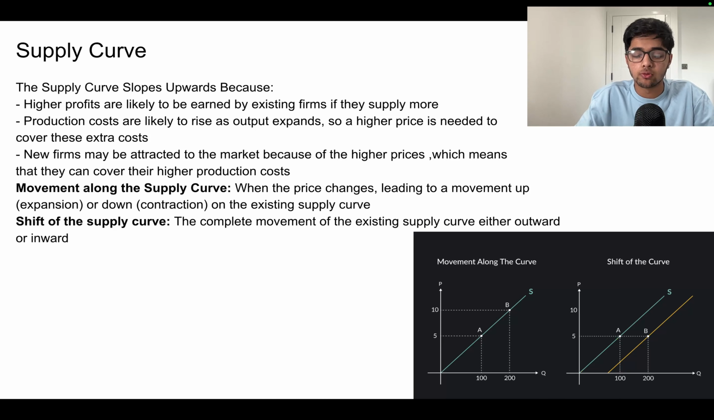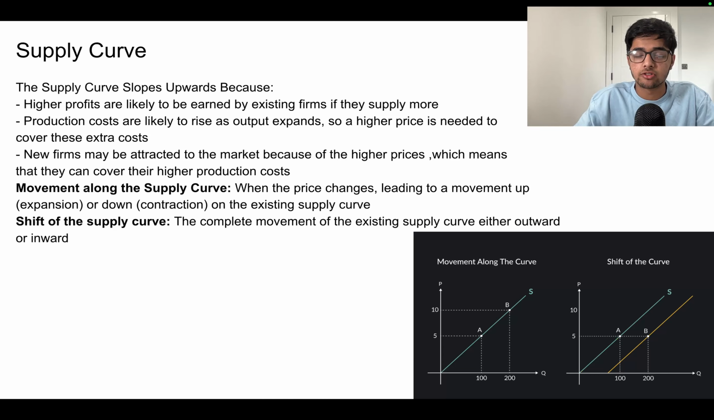This is because of a few reasons that you must know because it's a very common 2-marker. Higher profits are likely to be earned by existing firms if they supply more due to higher prices. Production costs are likely to rise as output expands, so a higher price is needed to cover these extra costs. And new firms may be attracted to the market because of the higher prices, which means they can cover higher costs.